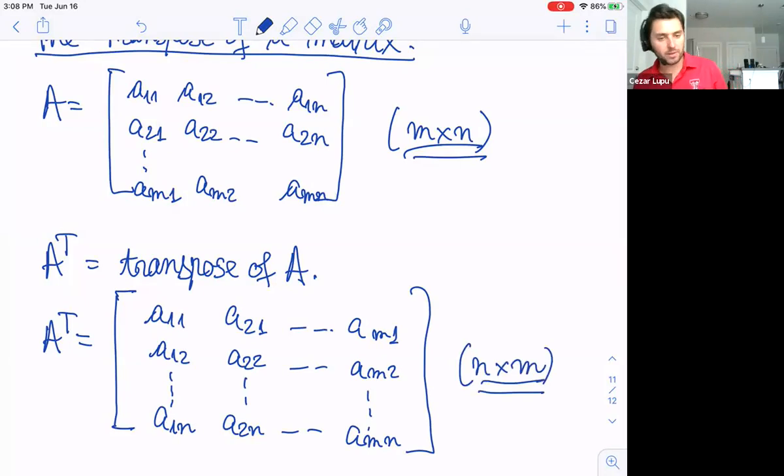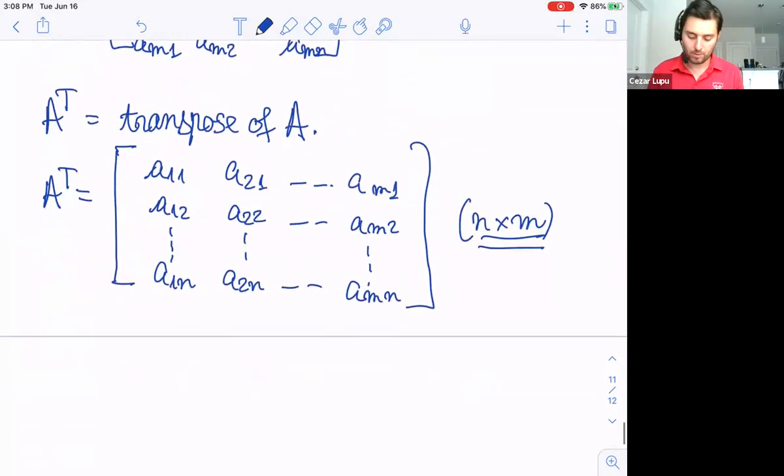And now let's see some properties of the transpose.